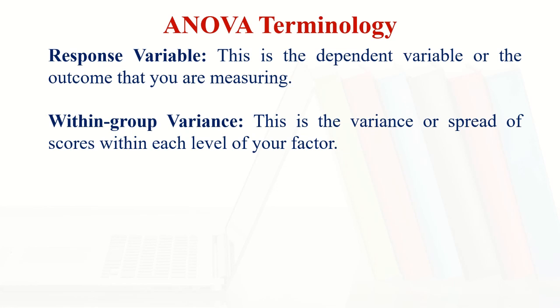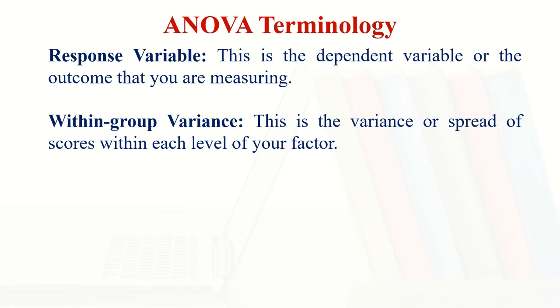So within group variance. Variance means change. This is the variance or spread of score within each level of your factor. The levels we have, for example, 35% marks, 45% marks, 55% marks, 80% marks. So there is a gap between all these, maybe 10, 10, 10 and more than 10. The gap means sort of changes. Changes mean the variance. Only within one group, section A, same subject.